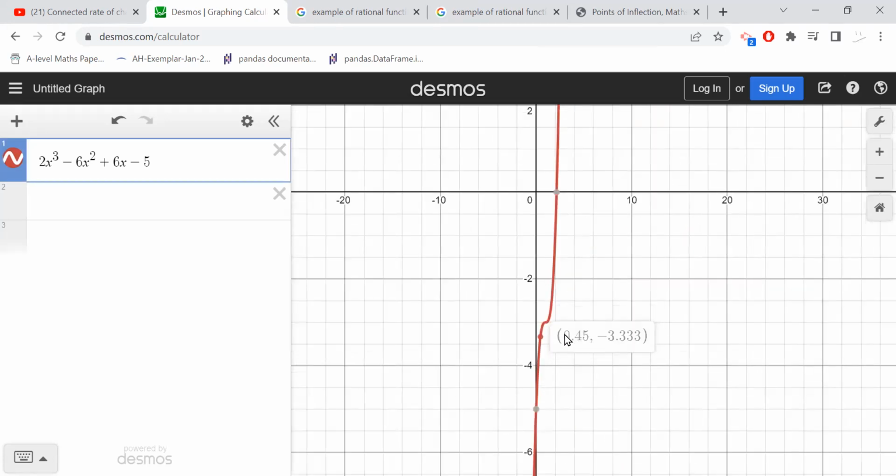Okay, like this. So we are going to figure out the coordinates of that point. I suspect it's 1, something. I'm not sure. I need to differentiate to figure that out. Let me just go back to my iPad screen.